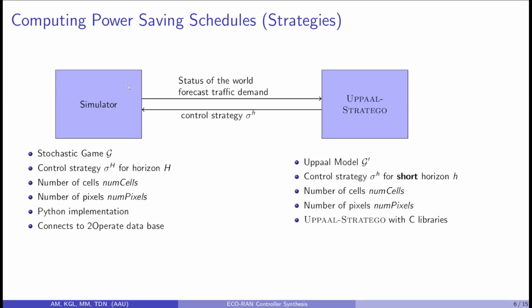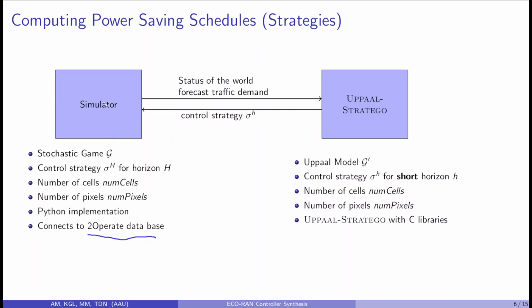Now, given all this information and data from the company, what we do is the following. We are building a simulator that is going to simulate the traffic, how the cells are turned on and off, and their effect on the pixels. For this we built this simulator in Python. The simulator is connecting directly to the database, and it works as follows.